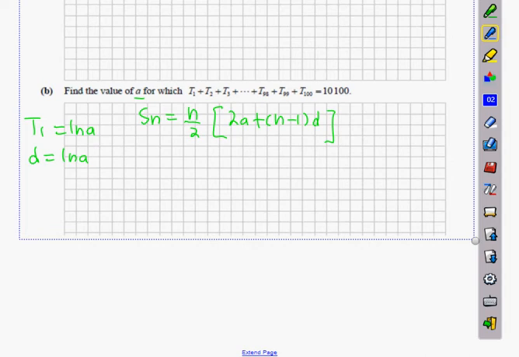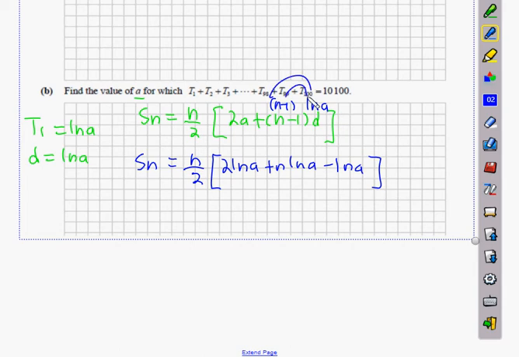Now, S of n is going to be n over 2. 2 times a is 2 ln a. It's going to be ln a multiplied by n minus 1, which is going to be n ln a minus ln a, when you multiply n minus 1 out by ln a. Then I'm going to notice that 2 ln a minus ln a is just ln a, or 1 ln a. So I'm just going to get rid of that one there, and I'm just going to get rid of that too, and then what we have here is this here.